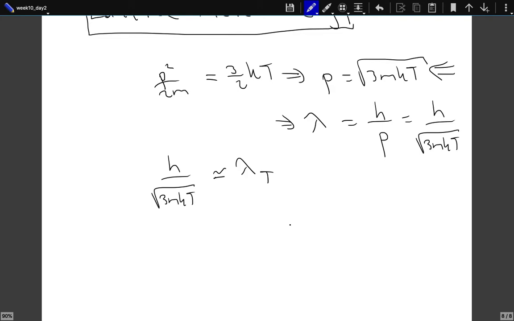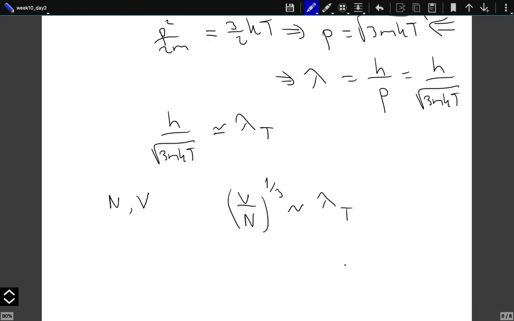What is the average? Suppose you have n particles in a volume V. What is the typical separation between them? V over n? Cube root. This is the typical separation between the particles. So if this number is around the thermal de Broglie wavelength, then you know that you cannot treat your system as a classical ideal gas. You should definitely treat it as a quantum mechanical system.